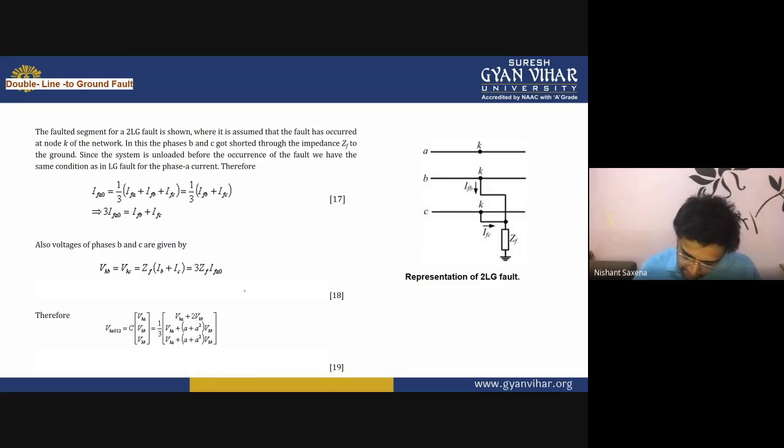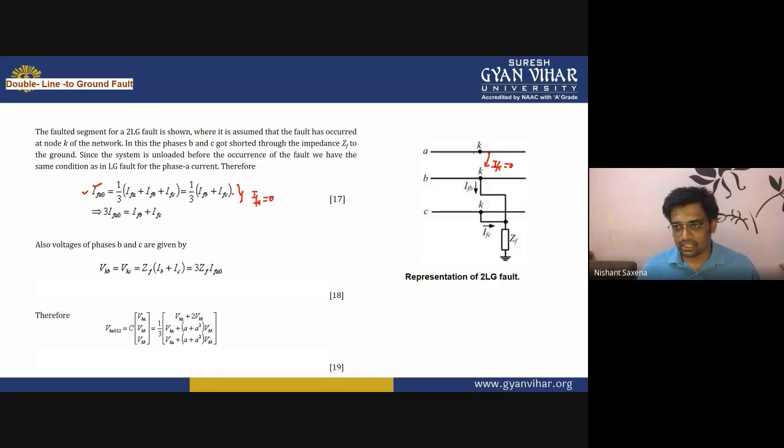Therefore, if I write the equation for this, I can say that IFA0 is equal to what? It is equal to 1 by 3 (IFA plus IFB plus IFC). If I write the zero sequence component for the fault, then I would write it like 1 by 3 (IFA plus IFB plus IFC), which, when we substitute, will come to this one, because we know that IFA is equal to 0. Which is IFA? IFA is this one.